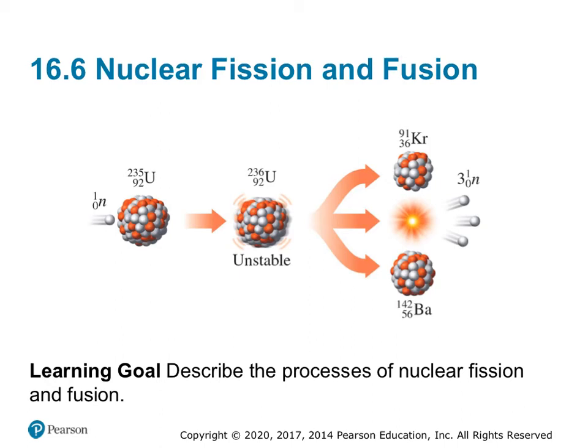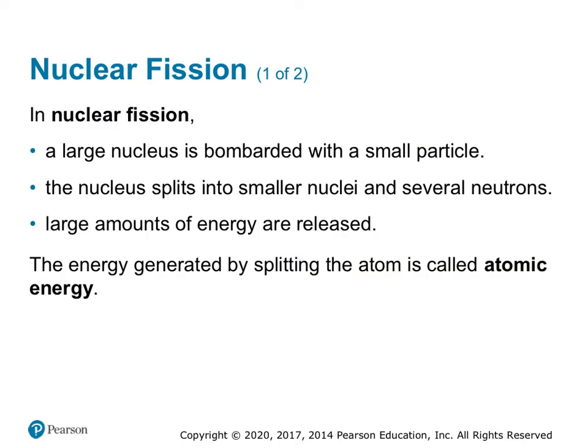Here in section 16.6, we will be looking at nuclear fission and nuclear fusion. In nuclear fission, a large nucleus such as uranium gets bombarded with a small particle like a neutron. This splits the nucleus into two smaller nuclei and several more neutrons. Then a large amount of energy is released as heat.